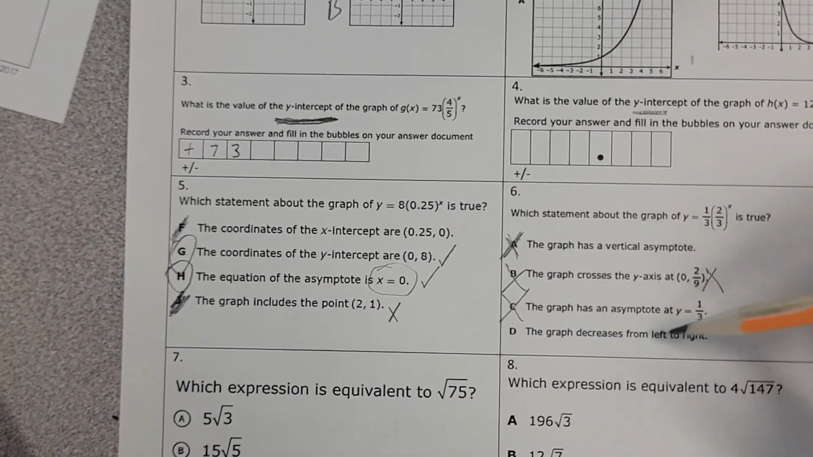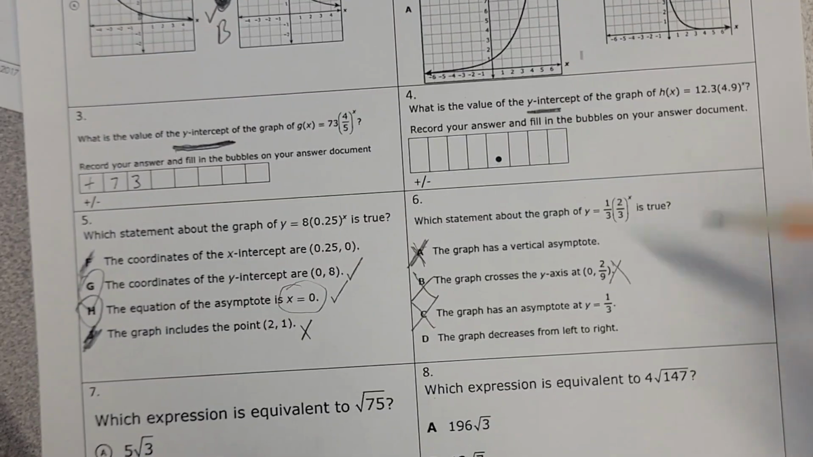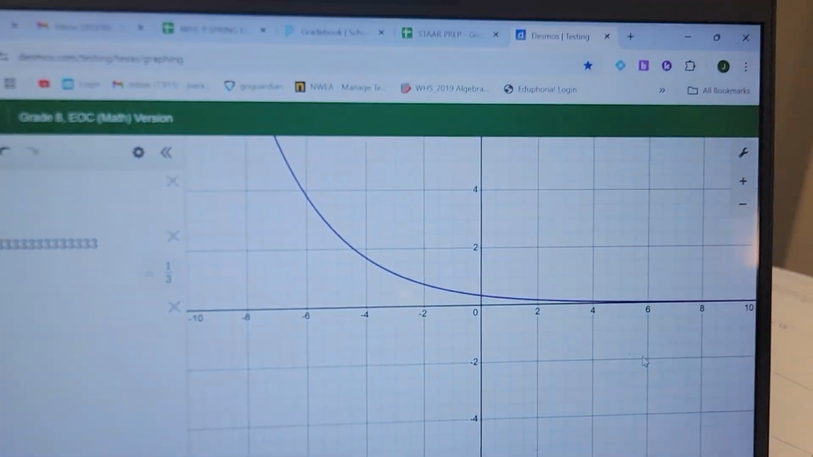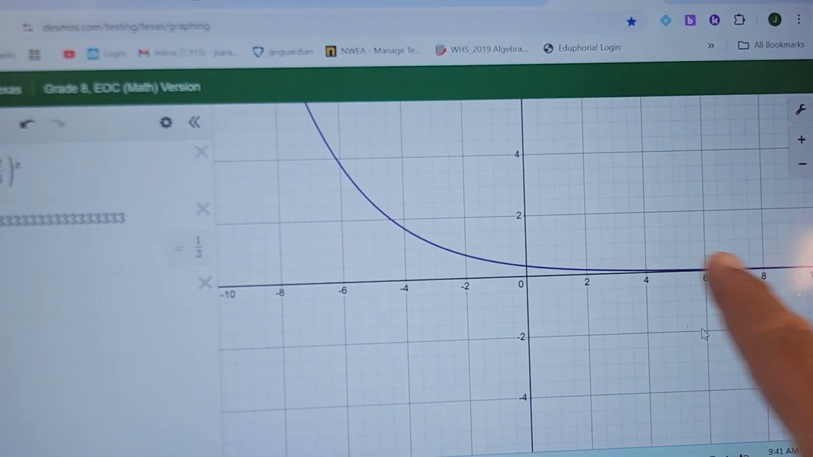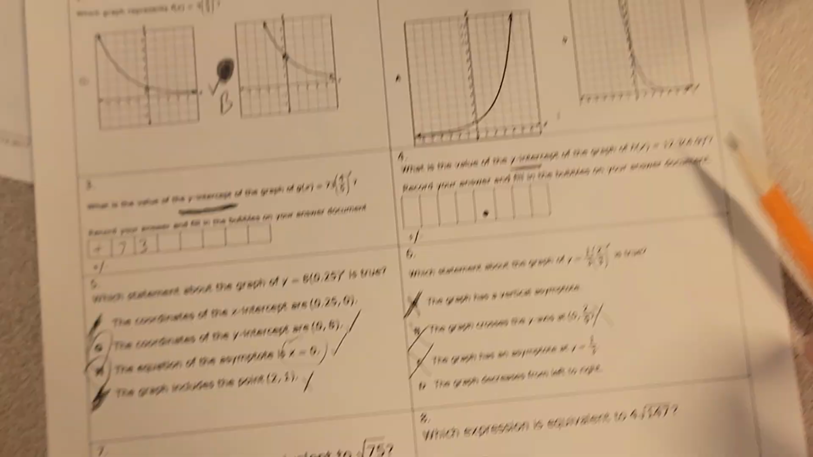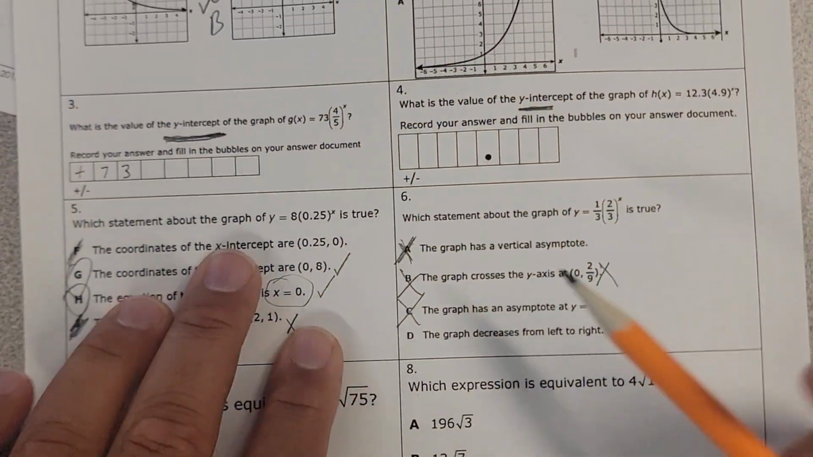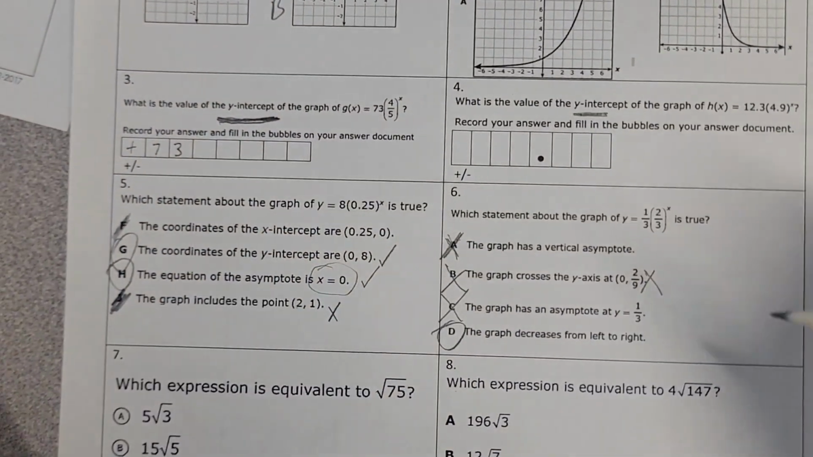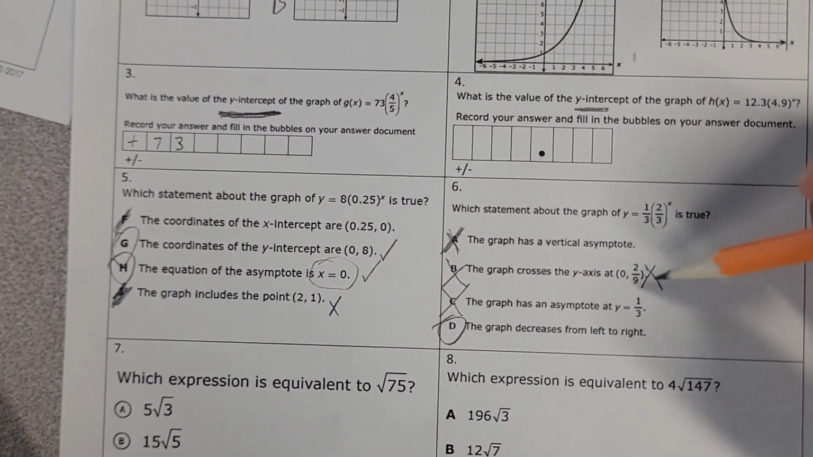The graph decreases from the left side to the right side. So let me look at the graph. If I start on my left, this is the left side, and I go to the right, which way is my finger going? Am I going down? That is decreasing. So that means the only one of these that's right is D. All right, mark that on your Ed puzzle.